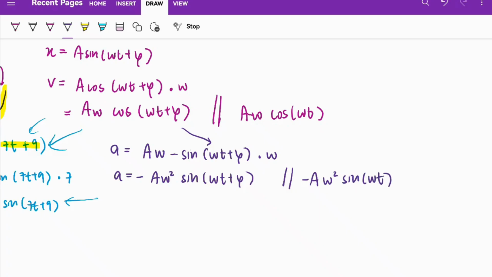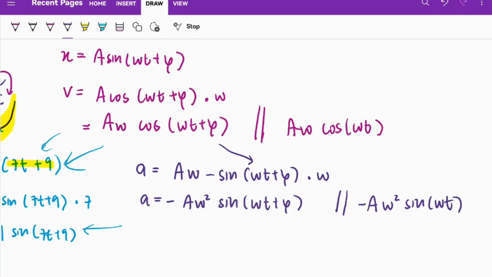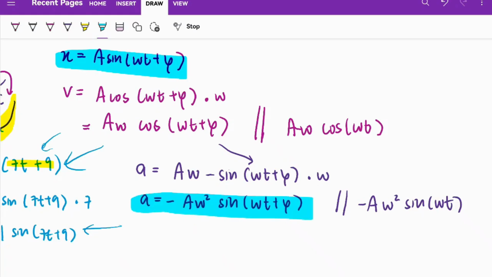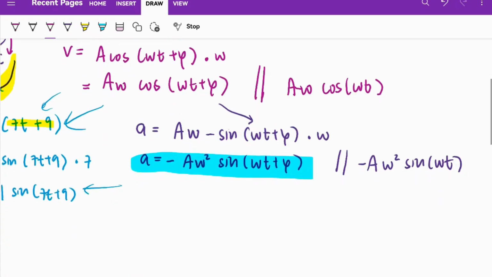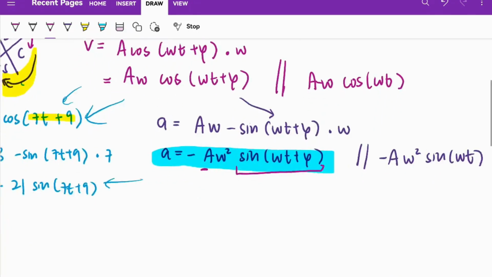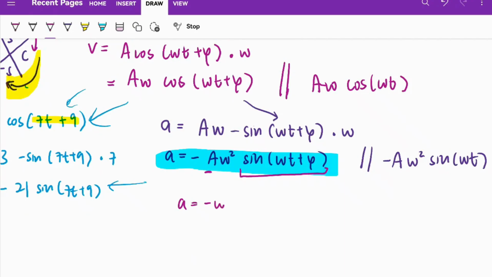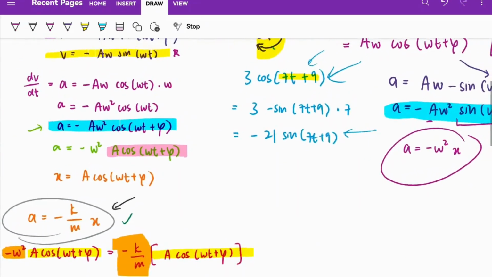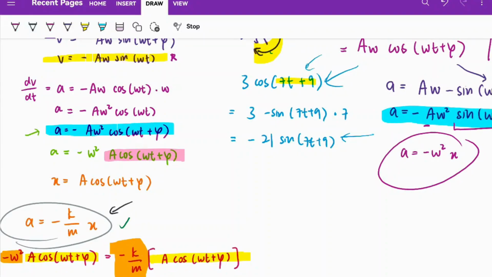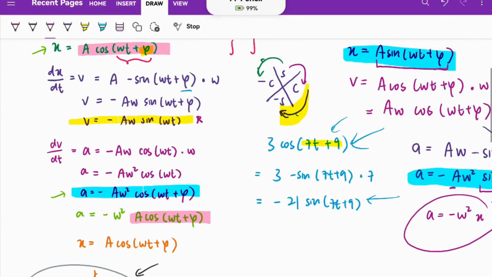To check if you have differentiated right, you look at the relation between your x function and your a function. Realize this one is the same as this and this here. So it satisfies the relationship a equals negative omega square x. That means you have differentiated correctly. So that's about it for today's video. It's mostly differentiation and how to derive our acceleration and velocity functions.